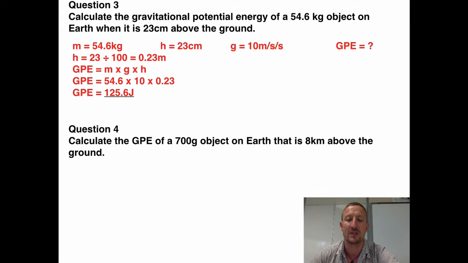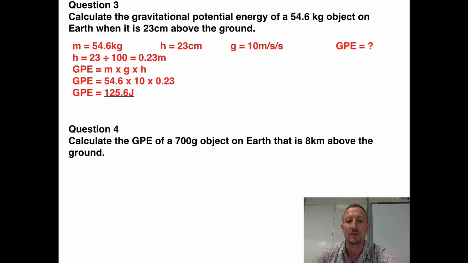I substitute into mgh, so I get 54.6 times 10, which is acceleration due to gravity on Earth, times 0.23, which is my height in meters. It comes to 125.6 joules. I hope you got that right. Not too difficult, but sometimes you're going to have to look out for those conversions. Okay, let's look at question 4.